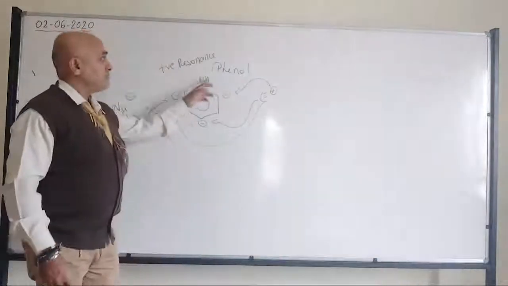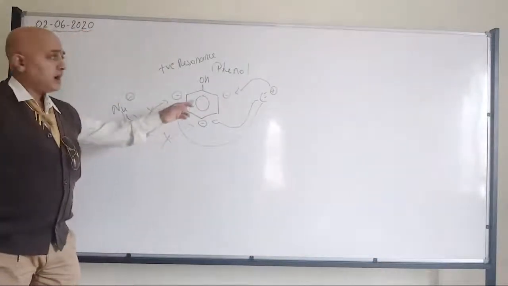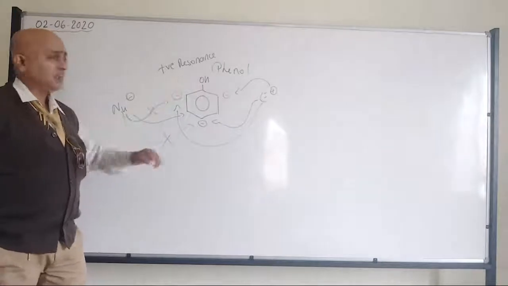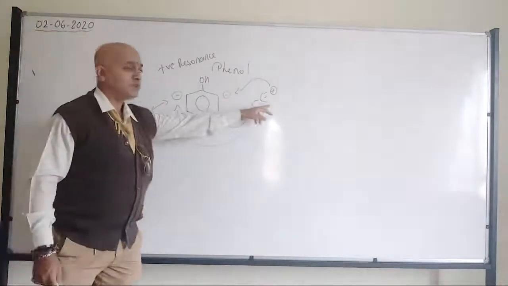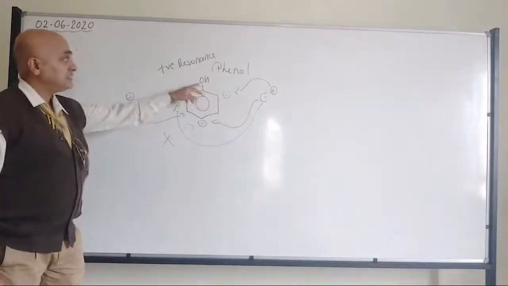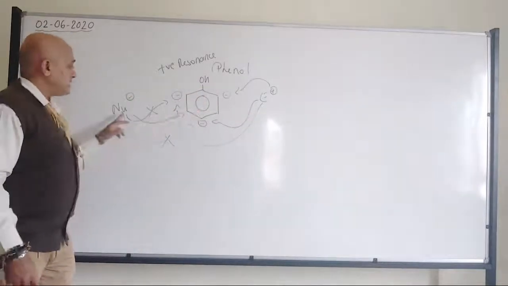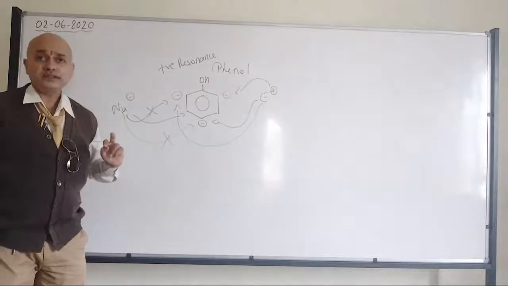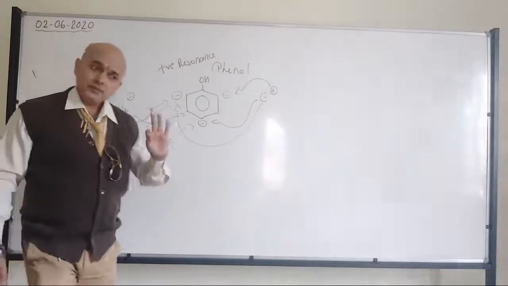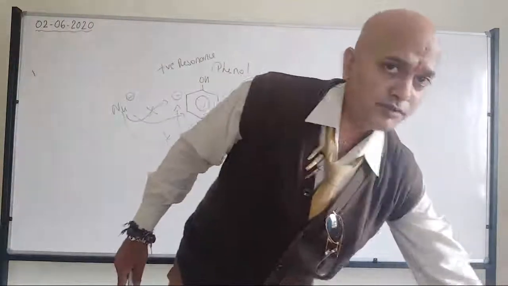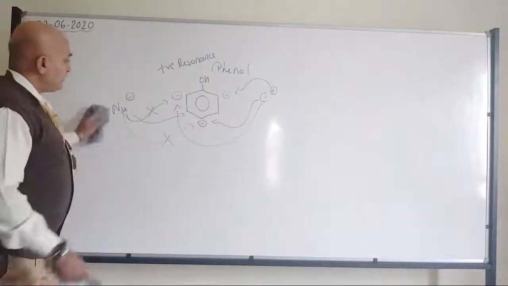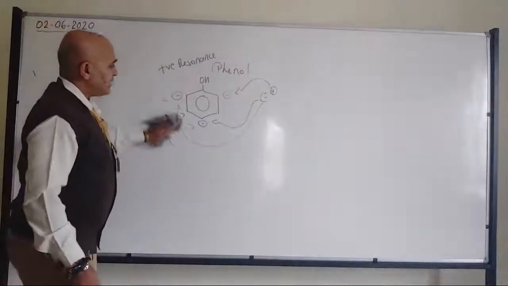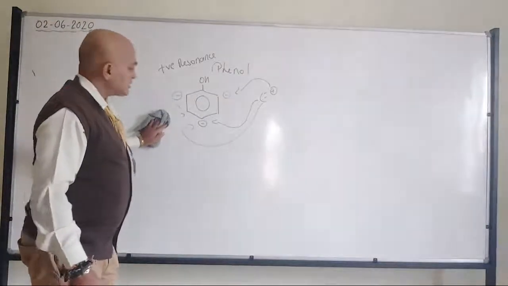Therefore, phenols, especially the OH group, are ortho and para directing when it comes to electrophiles, and they are meta directing when it comes to nucleophiles. Whether I am clear? But nucleophilic substitution is less preferable compared to electrophilic. So whether I am clear? All of you have understood?